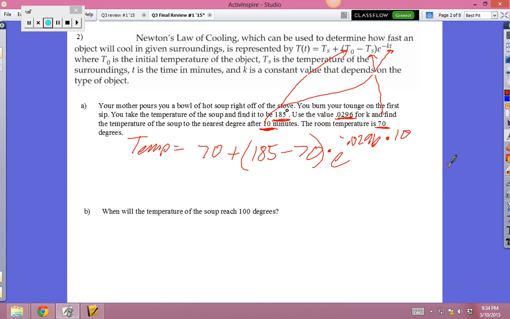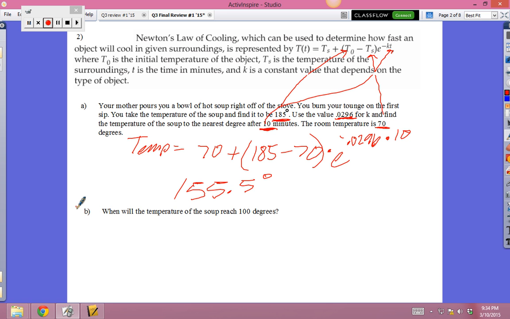So times e to the negative 0.0296 times 10. Okay, after 10 minutes, the temperature is going to cool down to 155.5 degrees. So I type this in, and that's what the calculator spits out.